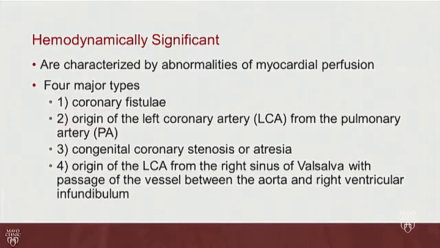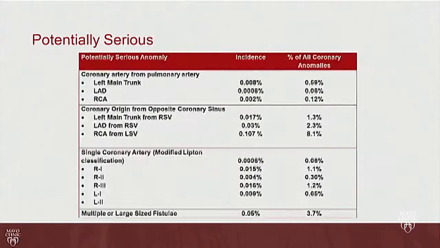So what about hemodynamically significant coronary anomalies? These are the ones we're always worried about missing. These are characterized by abnormalities of myocardial perfusion. And really there's four major types. There's coronary fistula, there's the origin of the left coronary artery from the pulmonary artery, there is congenital coronary artery stenoses or atresias, and there's the origin of the left coronary artery from the right sinus of Valsalva with the passage of the vessels between the aorta and the right ventricular infundibulum.